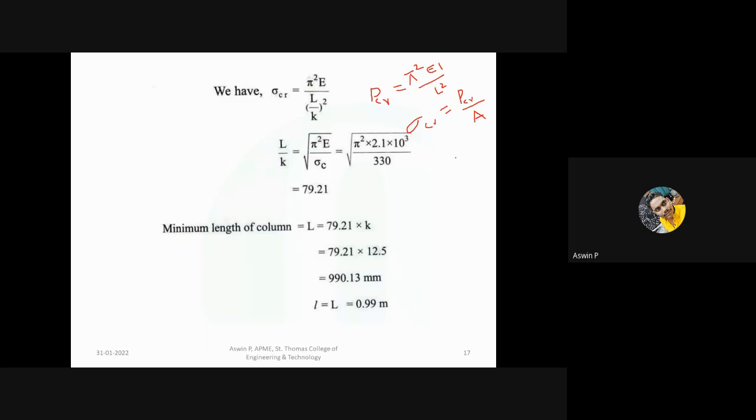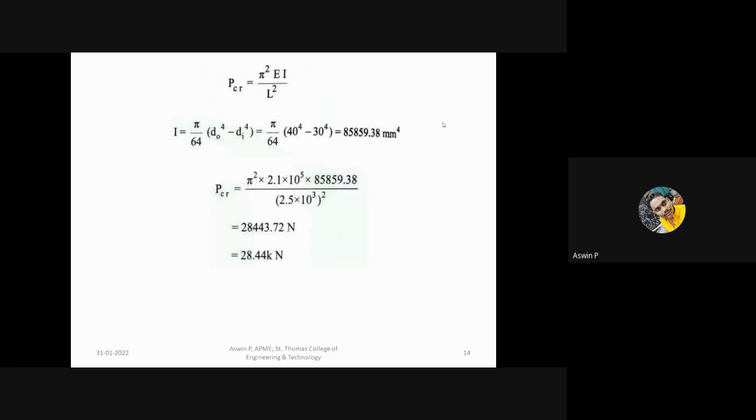So PCR is determined as 28,443 something, right? What is the value of Euler's crippling load? That is PCR divided by A, the area. Please do the calculation and find the value of sigma CR. Directly you can solve this one. PCR found out as 28,443 divided by area, which we have found as 549.5, right?